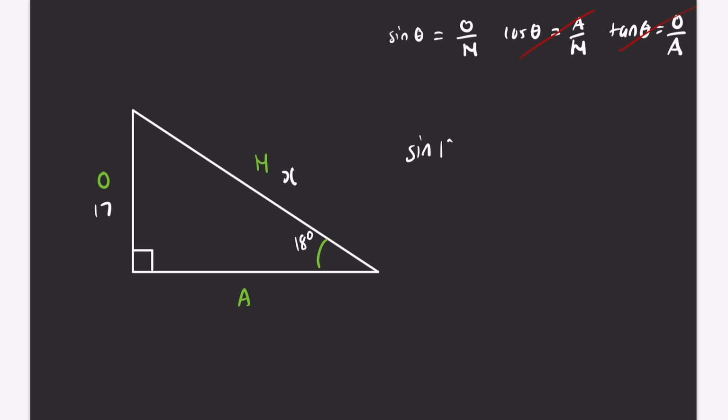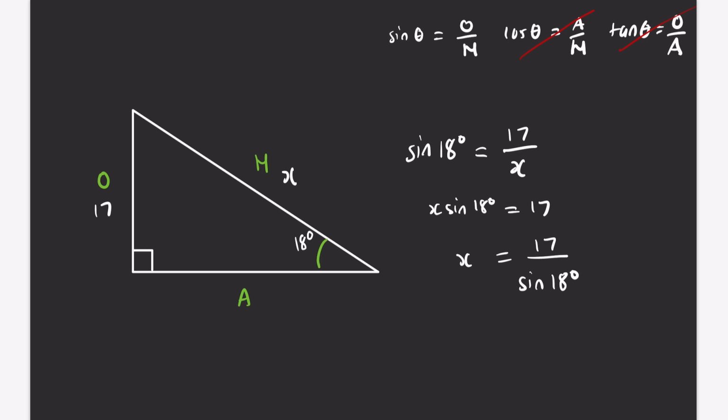So sine of 18, which is our theta, equals opposite, which is 17, over x, which is our hypotenuse. So x times sine of 18 equals 17, and x equals 17 over sine of 18. And that's our answer.